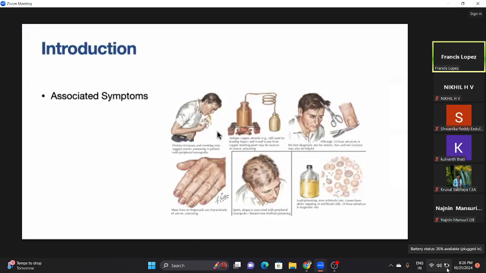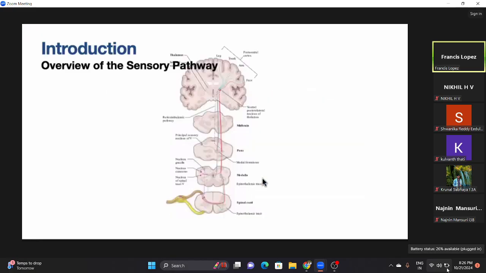And also, we need to find any associated symptoms. Are there complaints of vomiting? You can see patients with alopecia. Some will have problems in their nails. Some will also have problems in their hair. So we try to find out the things that are associated with the patient's numbness.